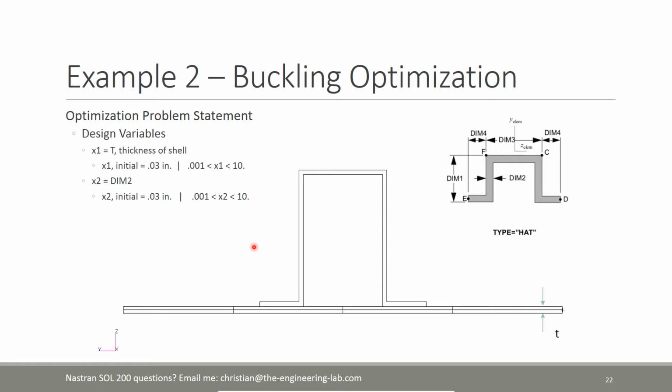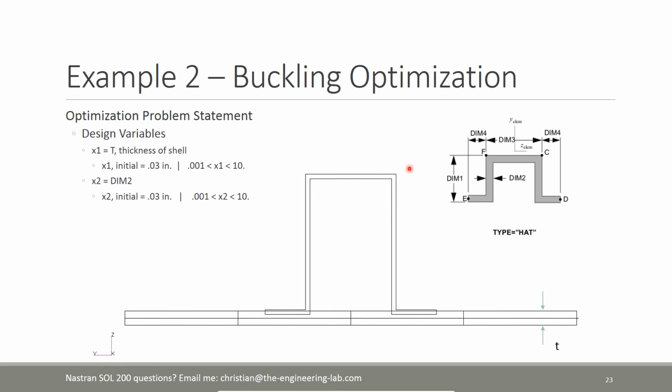I think this example goes into more detail regarding what our optimization problem statement is. We are going to vary one parameter, the thickness of the yellow shell elements. We're also going to vary dimension 2, which is the thickness of the ring stiffener. So that would be this gray section here. We're going to vary that during the optimization process.